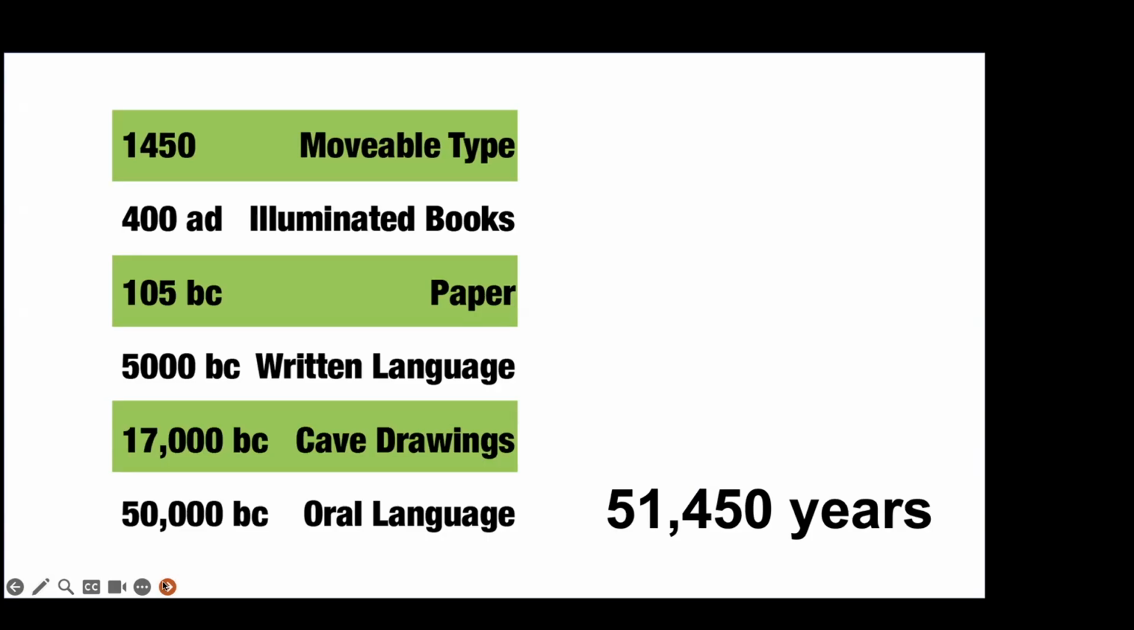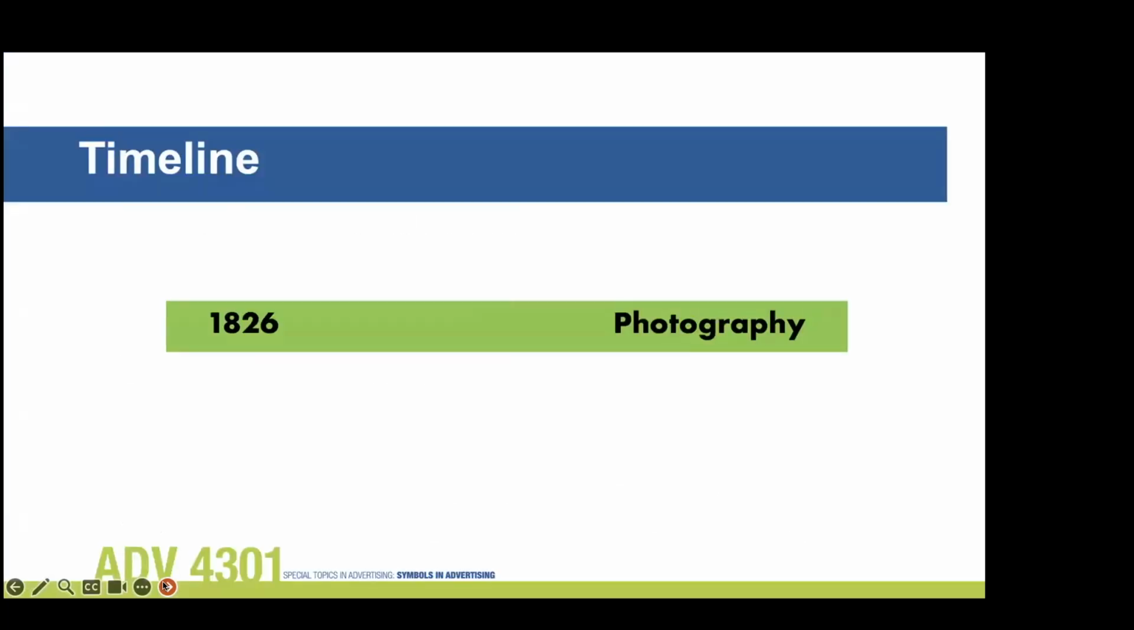That is 51,450 years. That is a long time, a very long time, that we went from only speaking to making books. So now we're going to talk about from 1450 until today. The next thing that was invented after movable type that was really noteworthy for communication was photography.